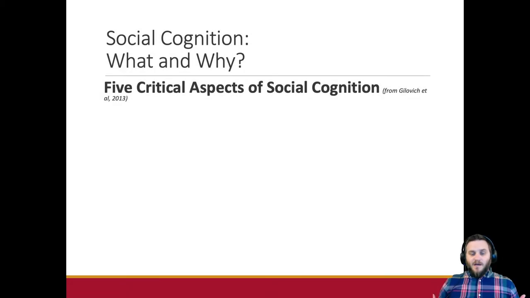So the first thing I want to talk about is what is social cognition? One of the good ways to do that is to talk about the 5 critical aspects of social cognition. Social cognition in and of itself is the study of how people think about their social world and arrive at judgments that help interpret the past, understand the present, and predict the future. Okay, so let's go over these 5 aspects.